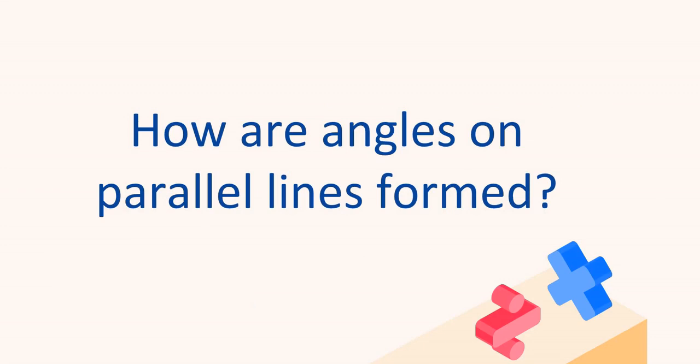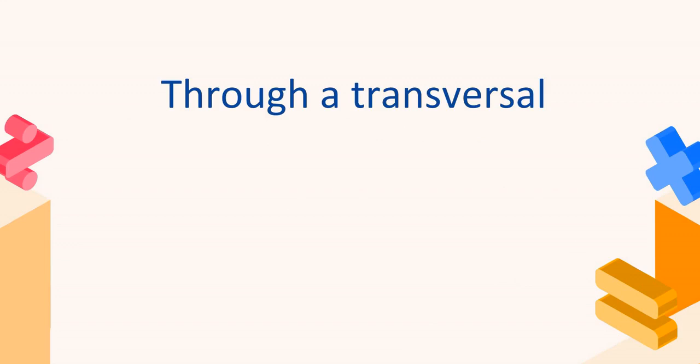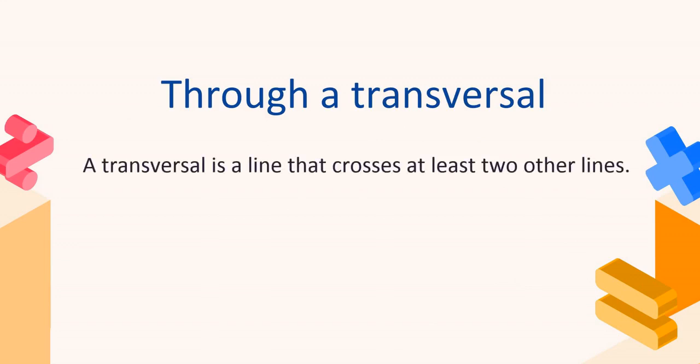So how are angles on parallel lines formed? Through a transversal. A transversal is a line that crosses at least two other lines. And in this example, we have a line that cuts two parallel lines. We know they are parallel because of our two arrows, and this blue line that cuts the two parallel lines is known as a transversal.